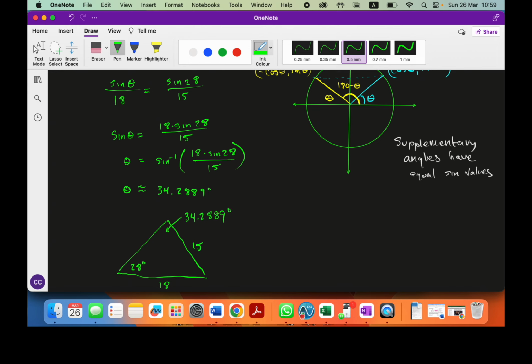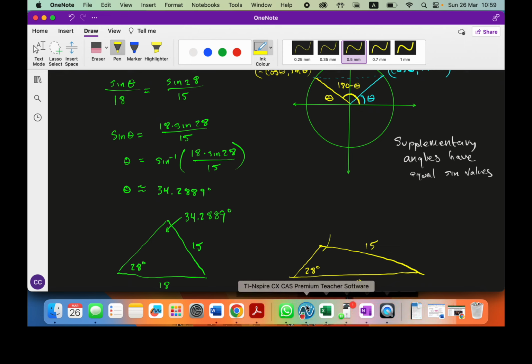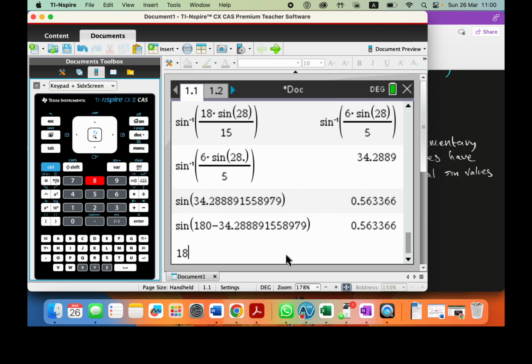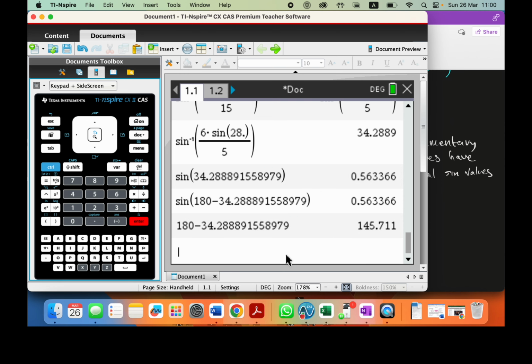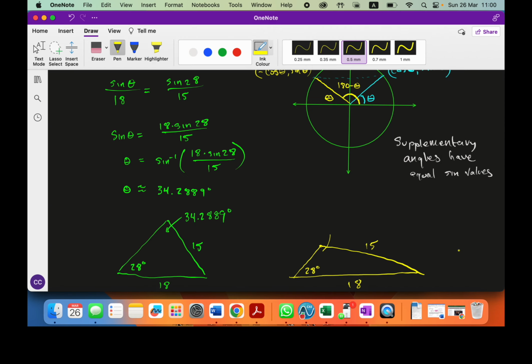The other triangle that we have is its supplement. And that other triangle, sorry, my diagram's gotten a little crazy on me, but we're still fine. It still has 28 degrees here, but here is that supplement. So let's just see what that is real quick. That's my 145.711.